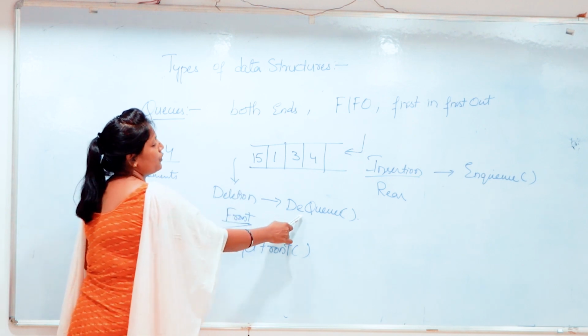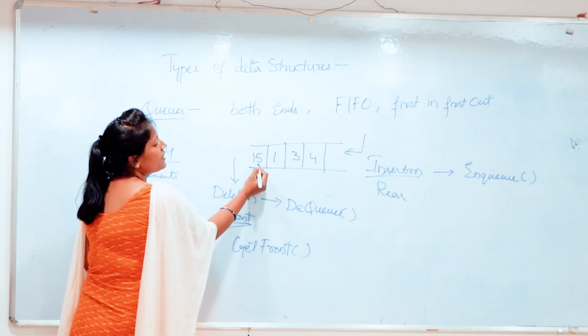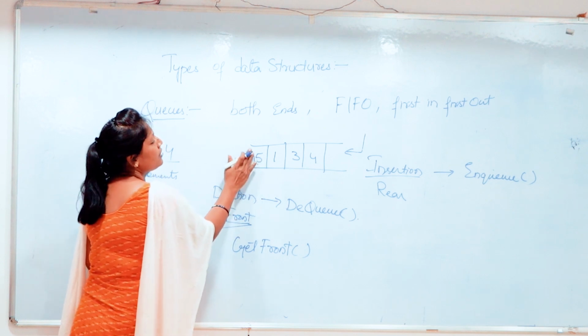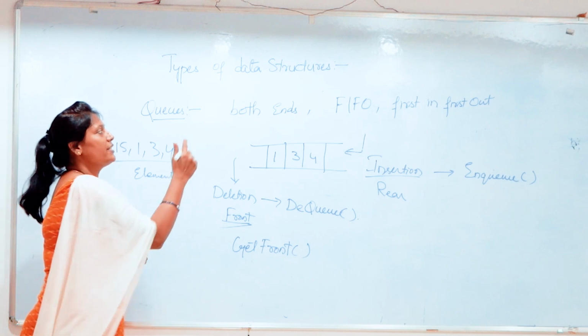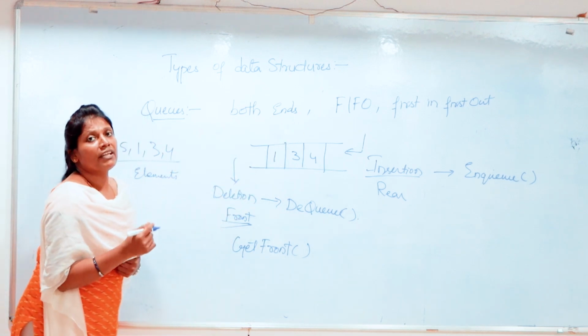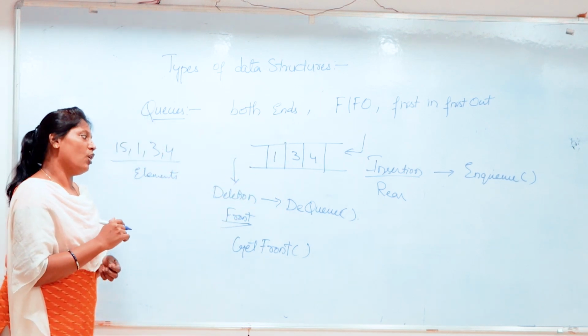The deletion, dequeue, will be performed. Whichever element was inserted first will be deleted from my queue first. That's the reason it uses this FIFO, first in, first out, principle.